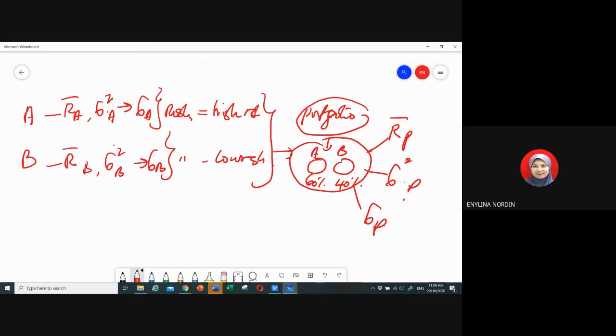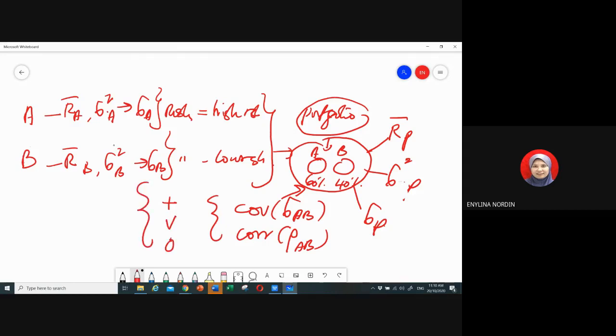When you form a portfolio, you have to take into consideration the covariance and correlation, that is, the covariance between stock A and B, and the correlation between stock A and B. It can be positive, it can be negative, or 0. And the range for the covariance and correlation is between -1 and what? +1.